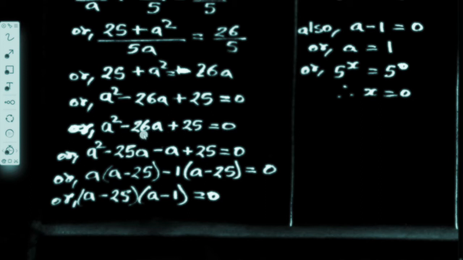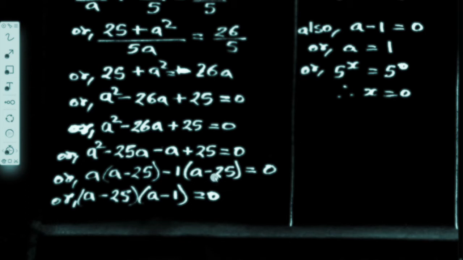Now this expression shall be factorized to get the value of a. Or for factorization, this middle one 26a shall be broken into two parts to make our factorization easy. Or a square minus 25a minus a plus 25 equals 0. Now 26a has been broken into two parts as 25a and a. Or a is common here in both. A is common, so a minus 25 here, minus 1 is common, a minus 25 equals 0.